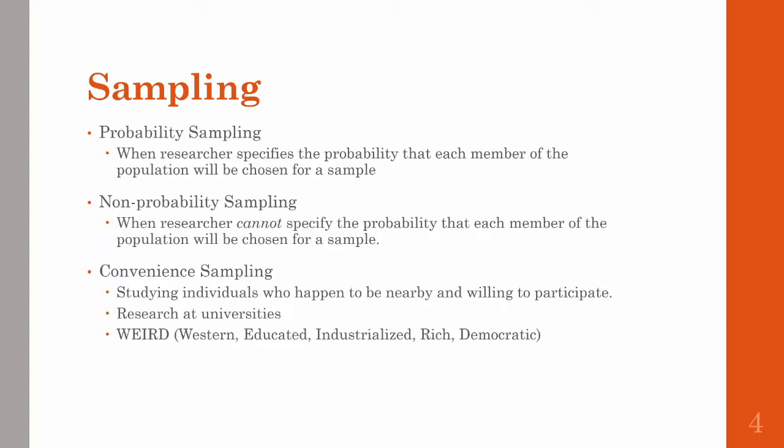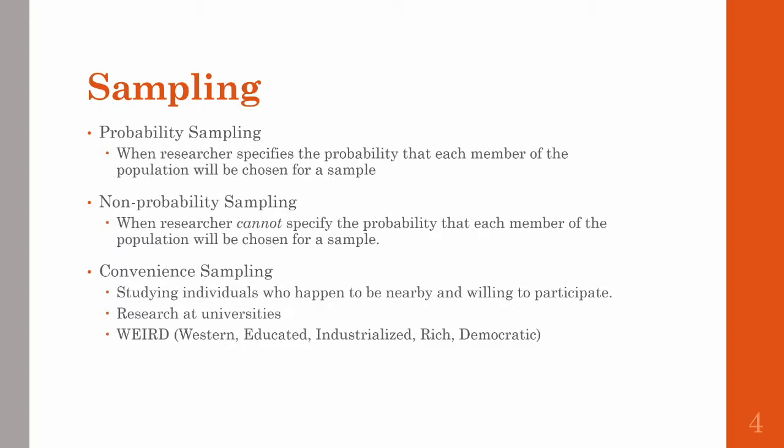Convenience sampling involves studying individuals who happen to be nearby and are also willing to participate. This is a very common form of non-probability sampling. The justification for using a convenience sampling approach is that you can still take that sample and experimentally manipulate a variable and run an actual experiment. However, there are some pitfalls to using this approach. You could have unbalanced proportions that aren't actually representative of the population.